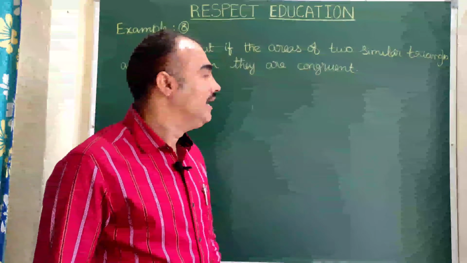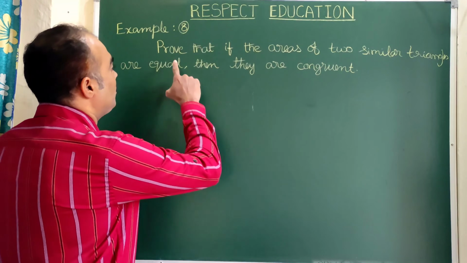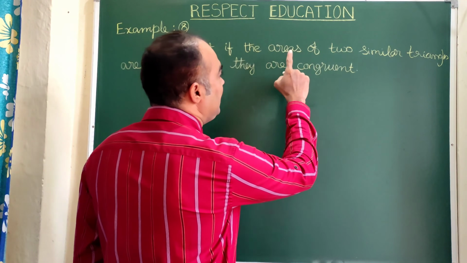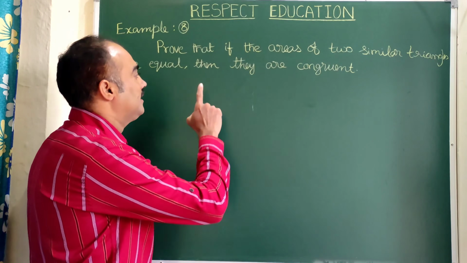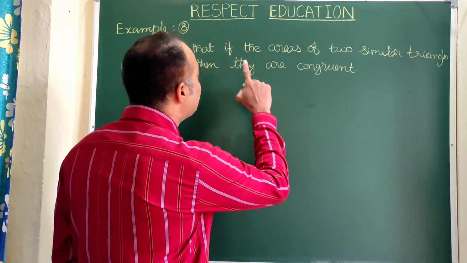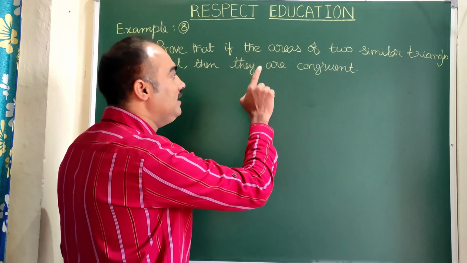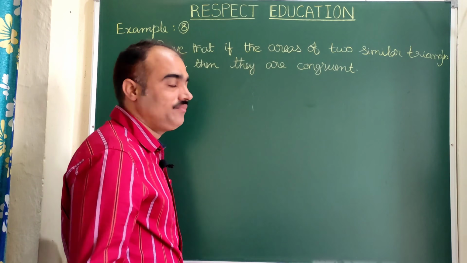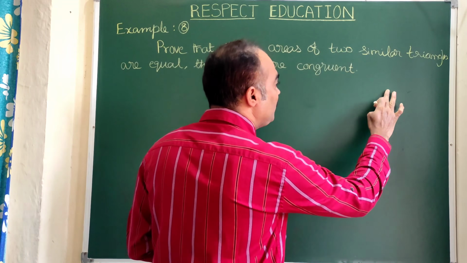Now we see example number 8. Prove that if the areas of two similar triangles are equal, then they are congruent. That means those similar triangles are congruent if their areas are equal. So here let us start solving this problem.